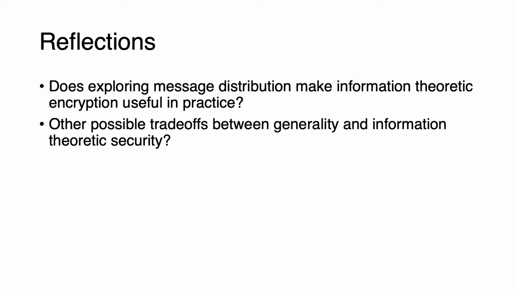This also leads to another question. Are there any other possible trade-offs between generality and information theoretic security besides restricting the input distribution? For example, the bounded storage model uses a public random source, which broadcasts random strings non-stop. There might also be other scenarios where information theoretic security can be achieved under other assumptions.